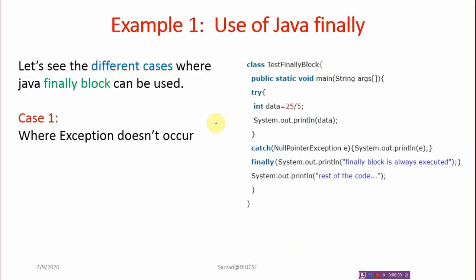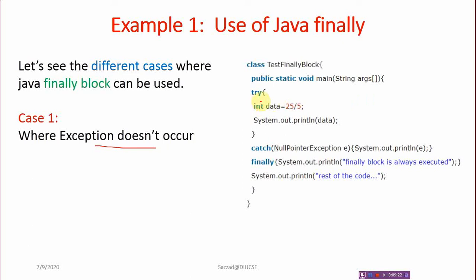So a particular example. Example 1, using Java finally. Let us see different cases where the Java finally block can be used. Case 1, where an exception does not occur. If an exception does not occur, we can still use the finally block. And what will happen if we use it?